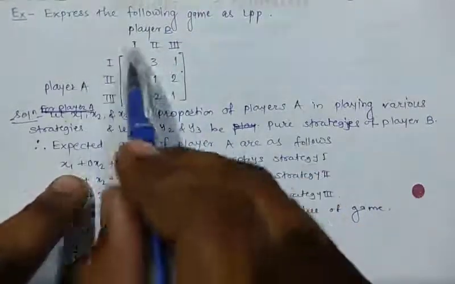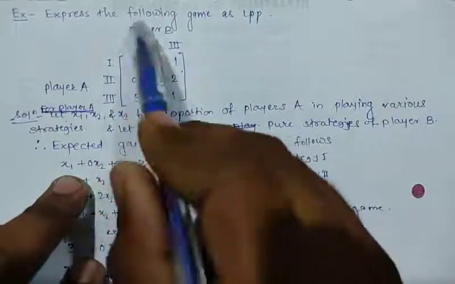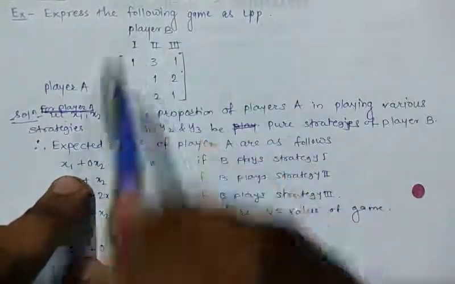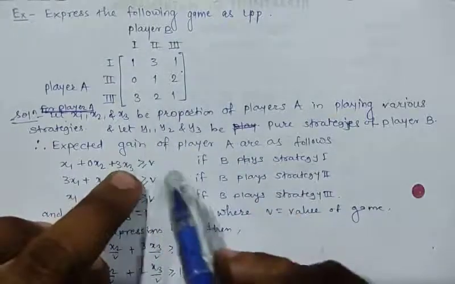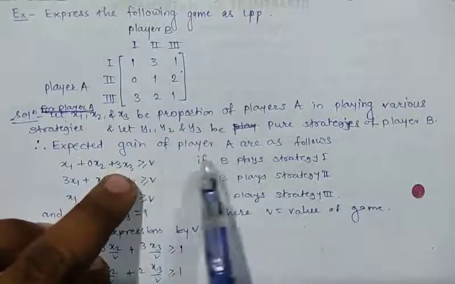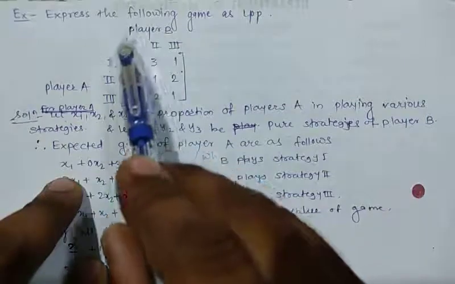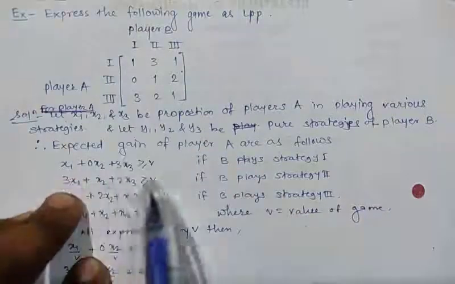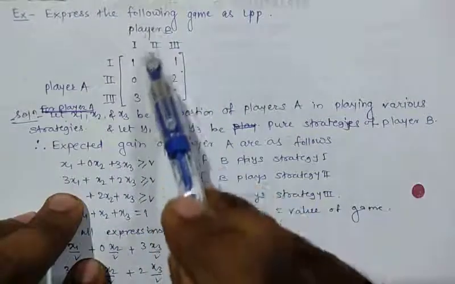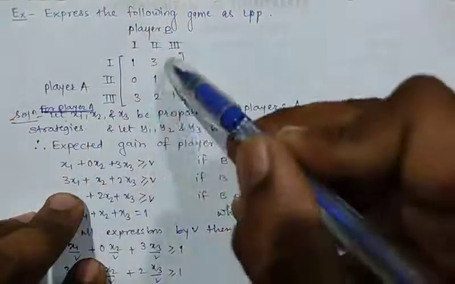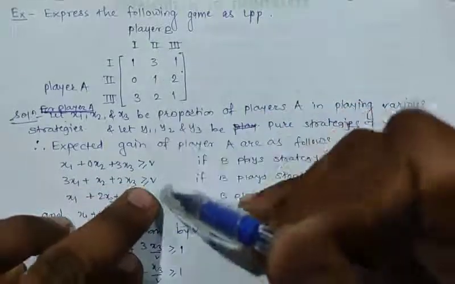When player B plays the first strategy, we select the first column. So we get x1 plus 0x2 plus 3x3 greater than or equal to V. This is the equation for the expected gain of player A if player B plays the first strategy. For the second equation, the expected gain of player A when player B plays the second strategy, we get 3x1 plus x2 plus twice x3 greater than or equal to V.